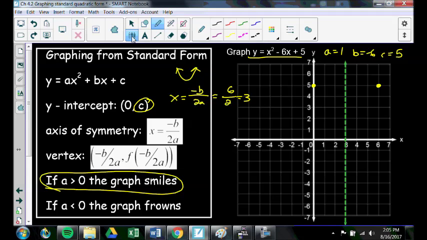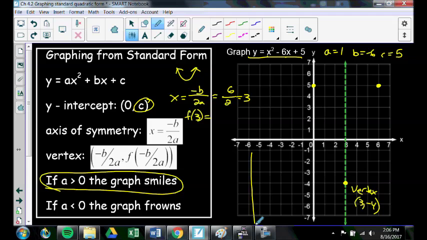Now I'm going to find the vertex. I'm going to take that number and plug it into my function. I'm going to do f of 3. Well, f of 3 spits out 9 minus 18, which is negative 9, plus 5 is negative 4. It's the point (3, -4). This right here is my vertex. It's the lowest point.